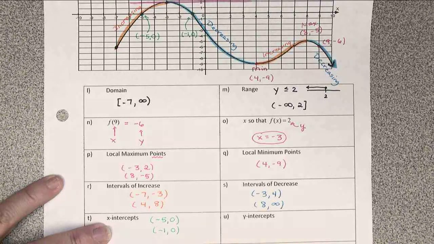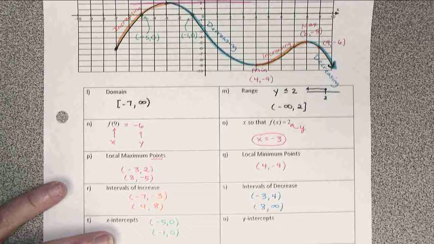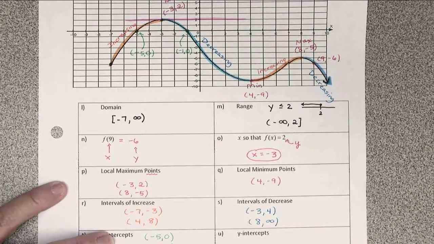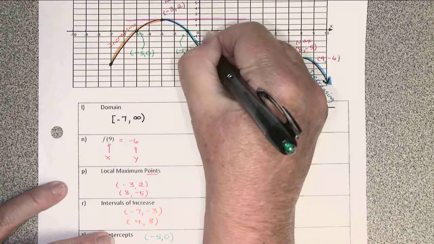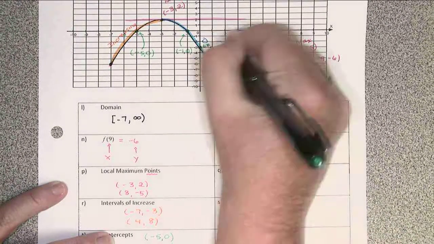The y-intercept, there's only one. Actually, there only ever can be one, otherwise we wouldn't have a function, right? It wouldn't pass the vertical line test. And in this case, it's right here at the point 0, -3.